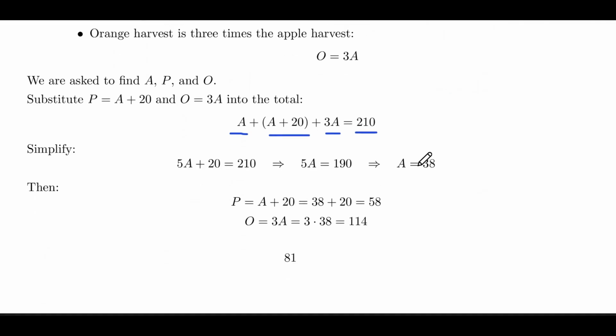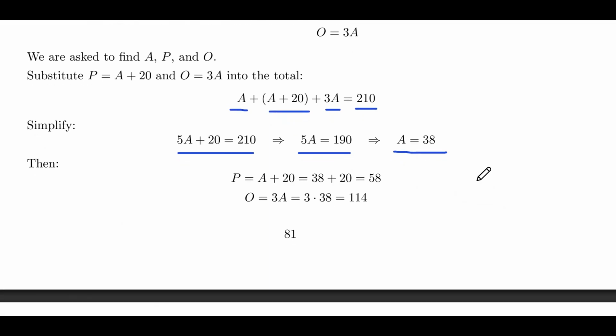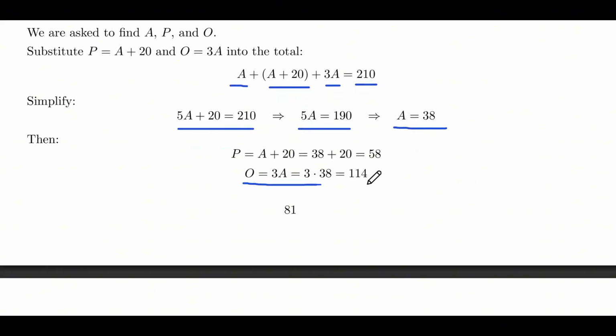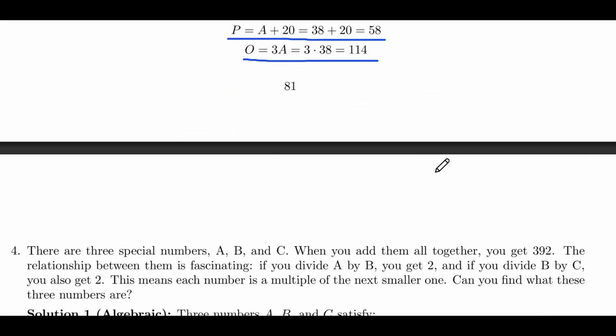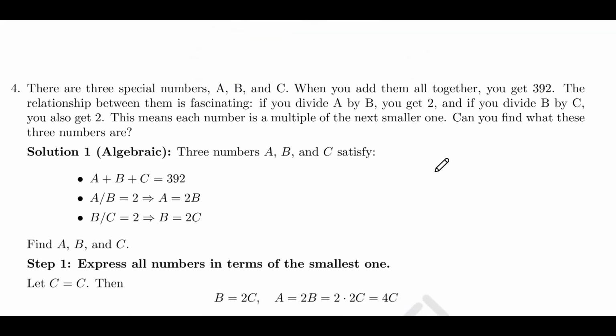To isolate the shares, we first subtract the extra 20 tons from 210, leaving us with 190. Now, we know that 5 shares equal 190. Dividing 190 by 5 gives us 38. So, the apple harvest is 38 tons. From there, it's easy to find the rest. The oranges are 3 times 38, which is 114 tons, and the pears are 38 plus 20, which is 58 tons. Let's try a fourth problem that deals with a chain of numbers.